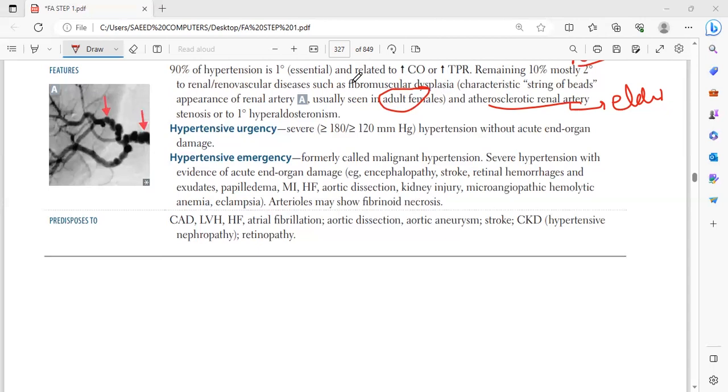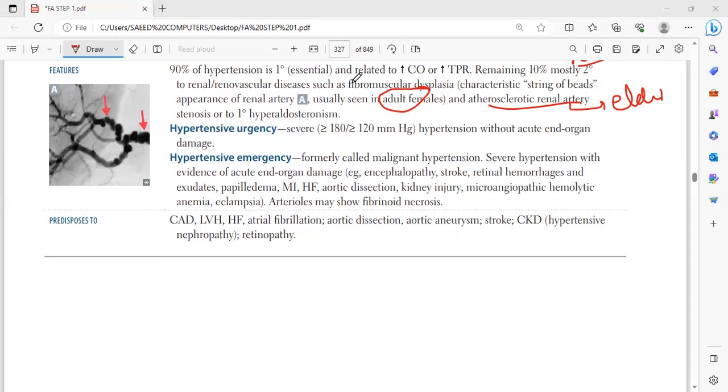Then in CNS, you can have intracranial hypertension. Then drugs: oral contraceptives, cocaine. Then parathyroid: primary hyperparathyroidism. Then in pregnancy, it is preeclampsia. Then renal, there are two diseases. Renovascular disease: in elders it is atherosclerosis, in women it is fibromuscular dysplasia. Also renal parenchymal disease, like diabetic nephropathy, PKD, and glomerulonephritis.